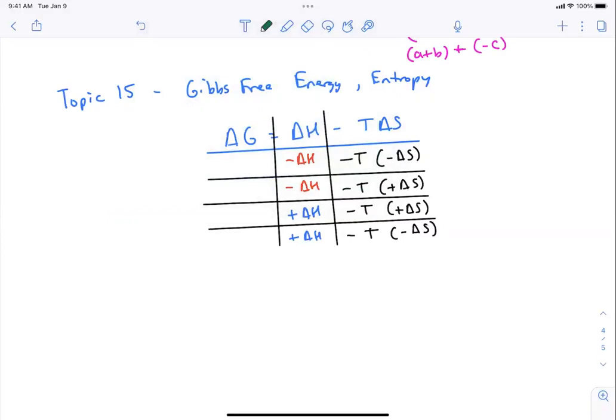Okay? So for example, row number 2 here, okay? Negative delta H minus positive delta S, okay? What will the sign of delta G be in the second row here? It will always be negative. Because you have a negative delta H plus a negative T times positive delta S, which is also a negative term. So negative plus a negative is always going to be negative.